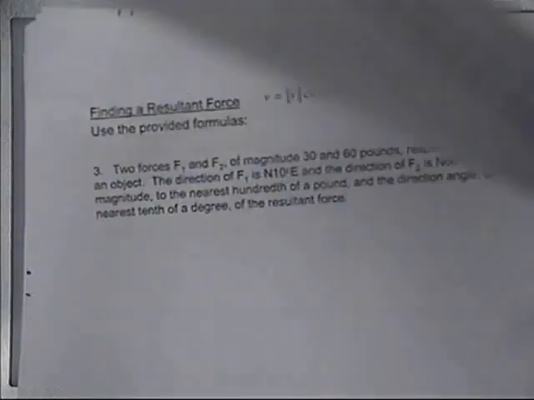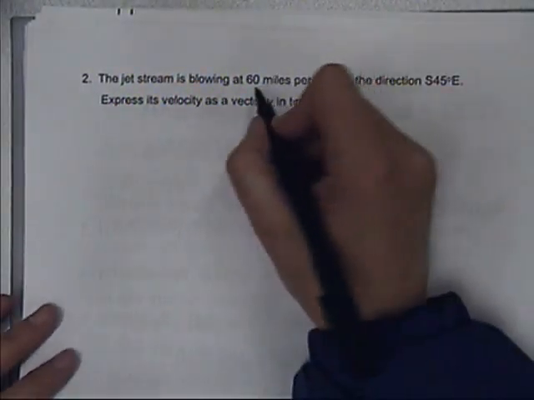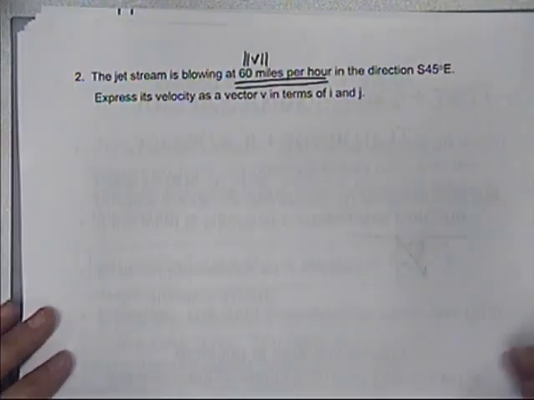So, example number 2. If a jet stream is blowing at 60 miles per hour, 60 miles per hour is our magnitude. Okay? And the direction will give us the angle of rotation that we need. Okay, south and then east 45 degrees.